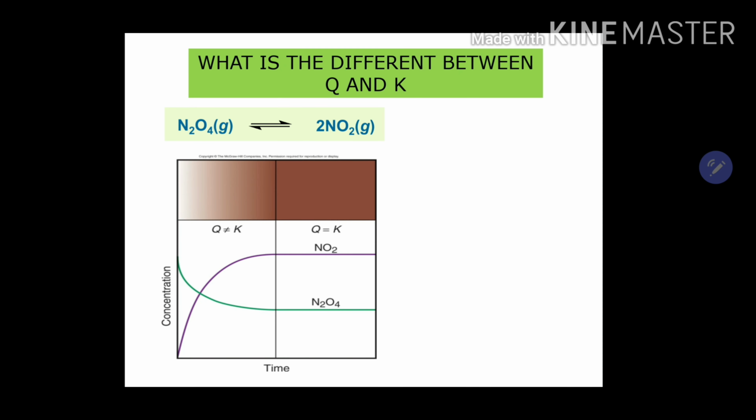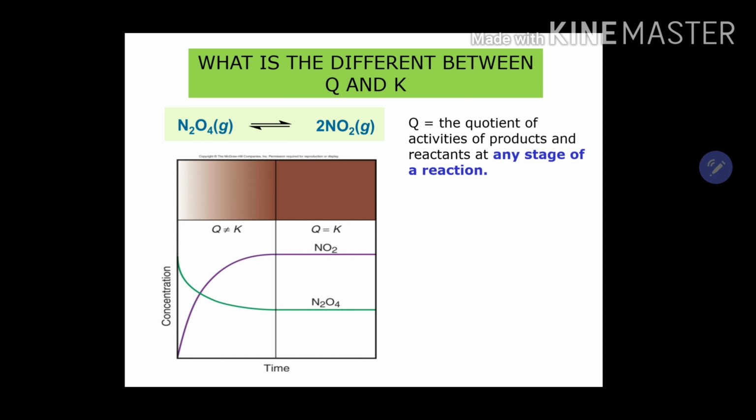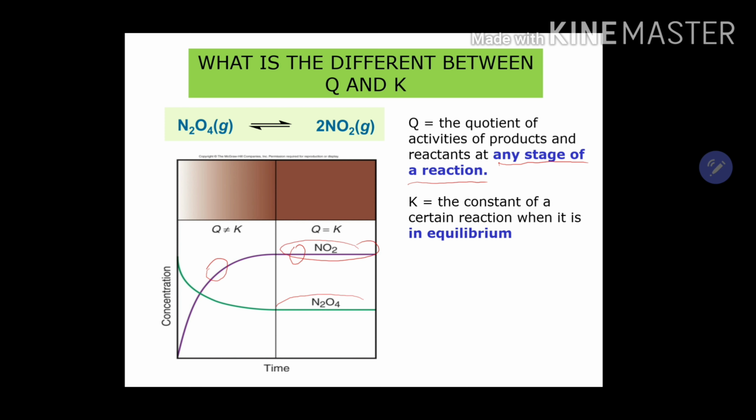What is the difference between Q and K? Now consider this equilibrium system. Q is the quotient of activities of products and reactants at any stage of a reaction. So, the value can be here before the equilibrium or even here after the equilibrium for NO2. But K is the constant of a certain reaction when it is in equilibrium. So, the K is the value when the system has reached equilibrium, here or here.